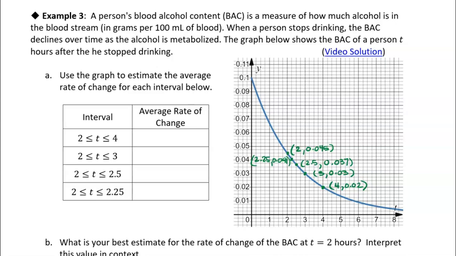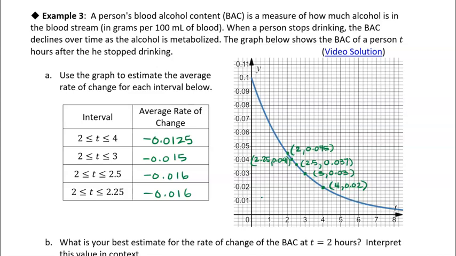Okay, so to get the average rate of change from t equals 2 to t equals 4, I'm just going to take the difference in the blood alcohol content. So I'm going to take 0.02 minus 0.045 and then divide it by 2, which is the time interval, right? 4 minus 2. And so what I got here was a negative 0.0125. Okay, so that's my estimate of the average rate of change over that time interval. So I'm just going to do that for each of these time intervals.